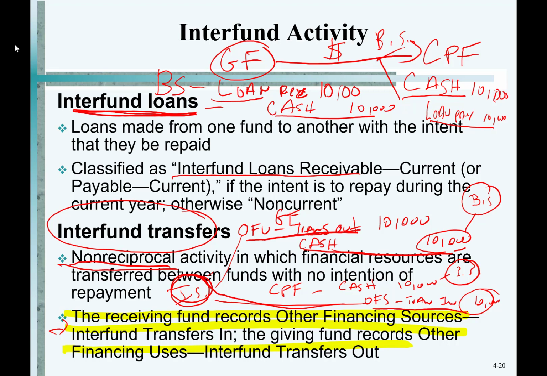Is loan payable a liability? Don't make me start talking to you guys the way I talk in my Business 20 class. I have to say loan payable. Is it a liability? Okay.